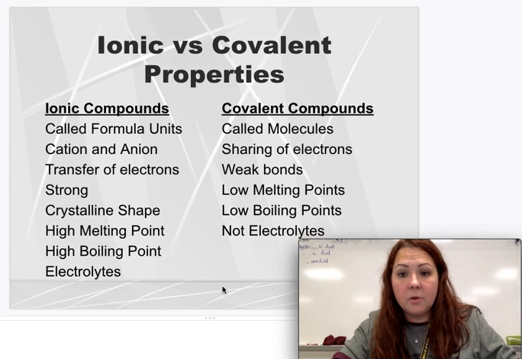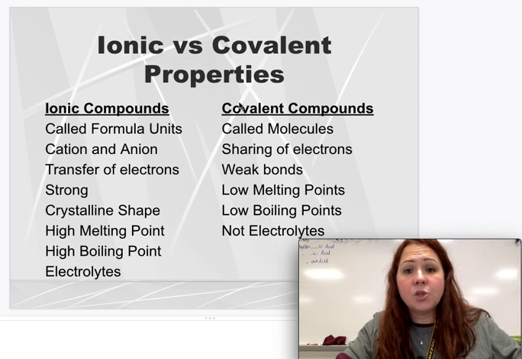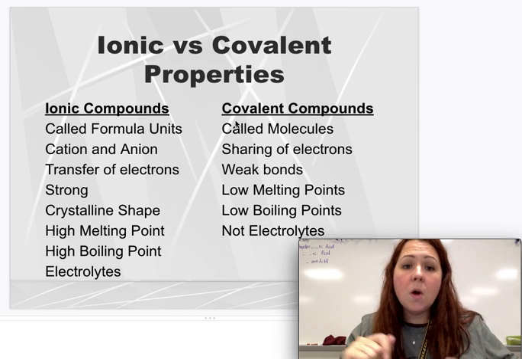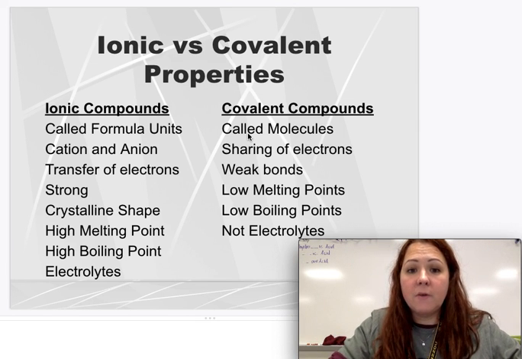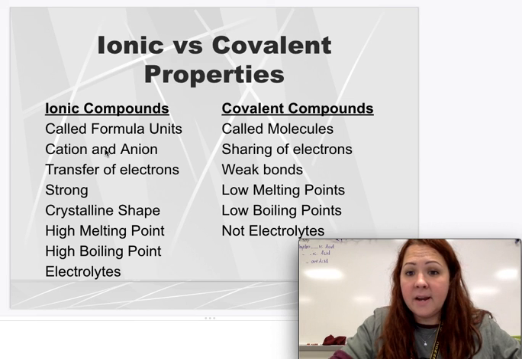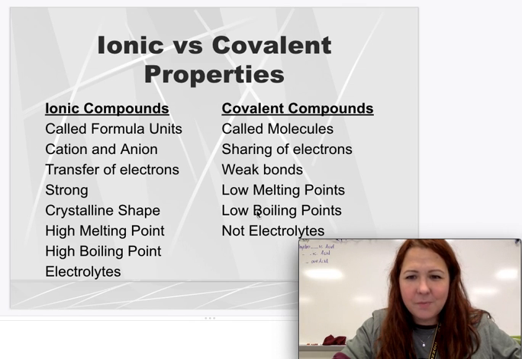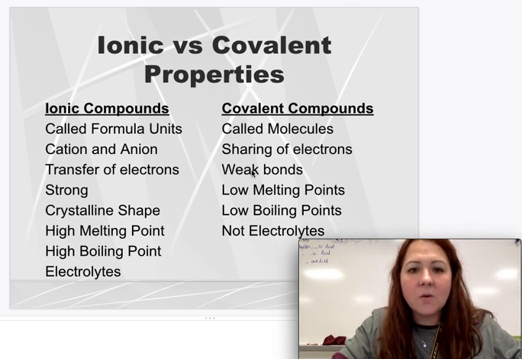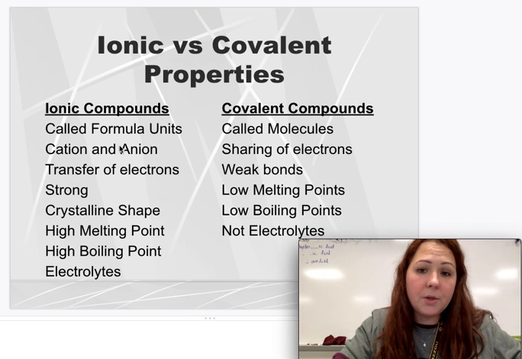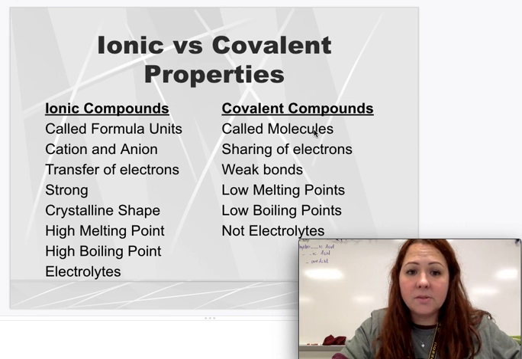Let me move this down a little bit. So I made this chart kind of comparing the two, your ionic bonds versus covalent bonds. So remember, your ionic bonds are made up of a cation and anion. Your covalent bonds are only made up of nonmetals. That isn't on here. It should be. I'll add that when I get done with this video. But these are only made up of nonmetals. Ionic bonds are called formula units. Covalent bonds are called molecules.